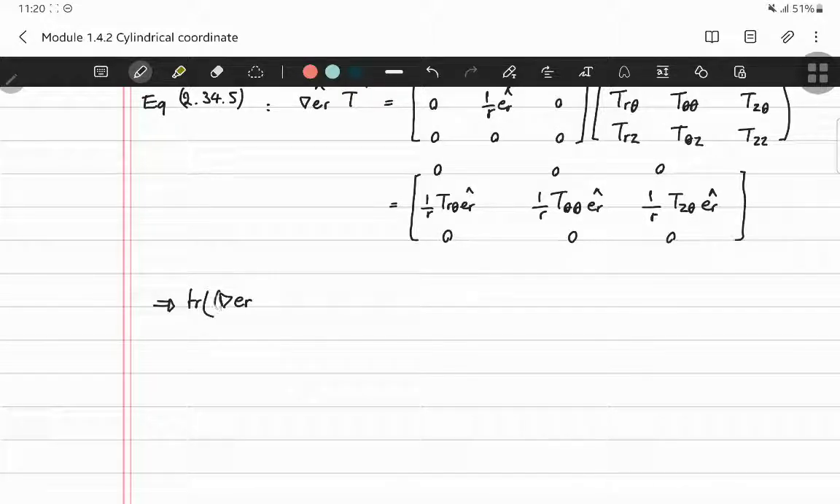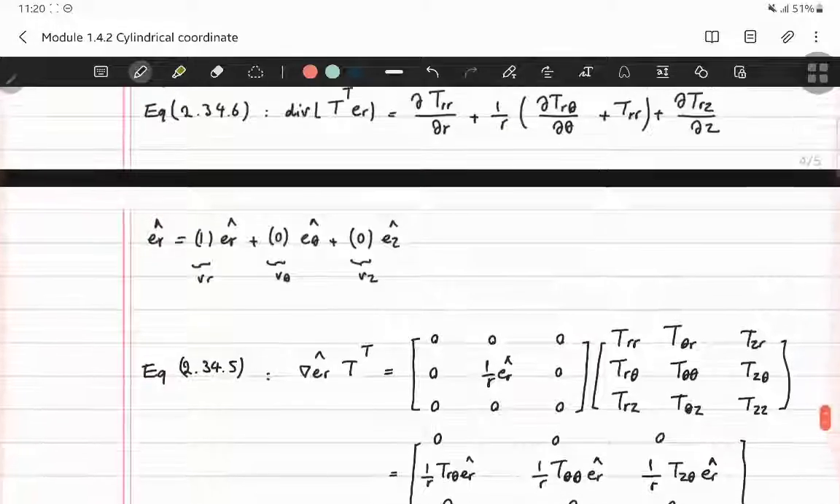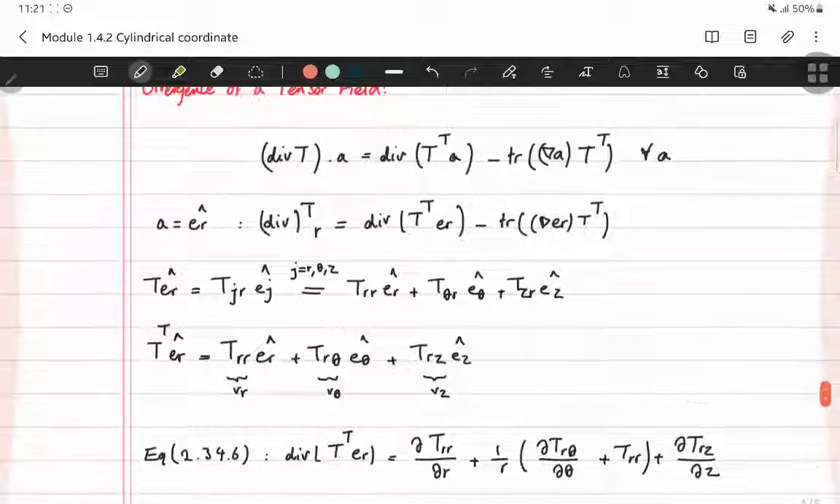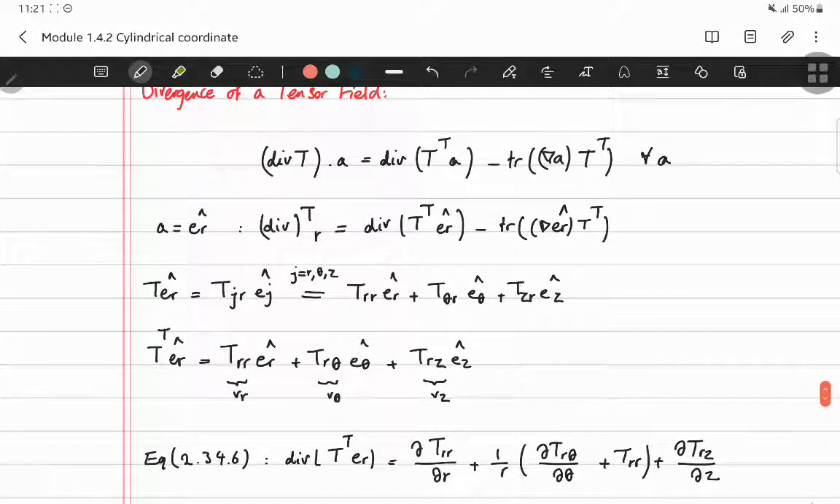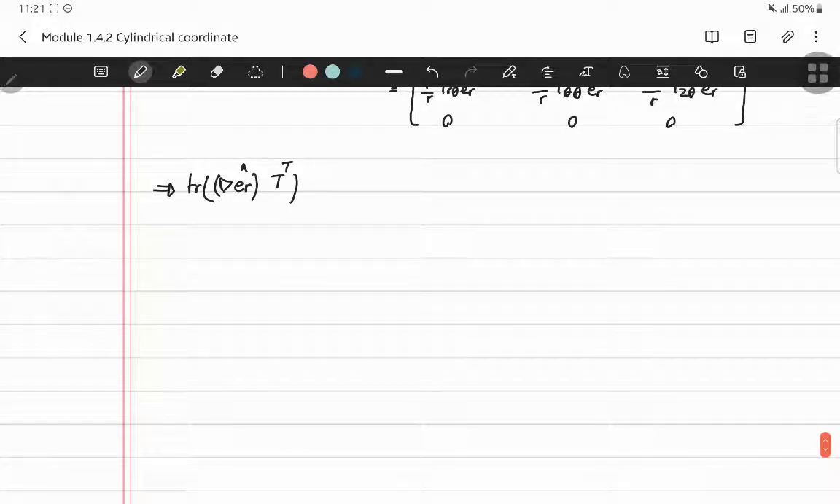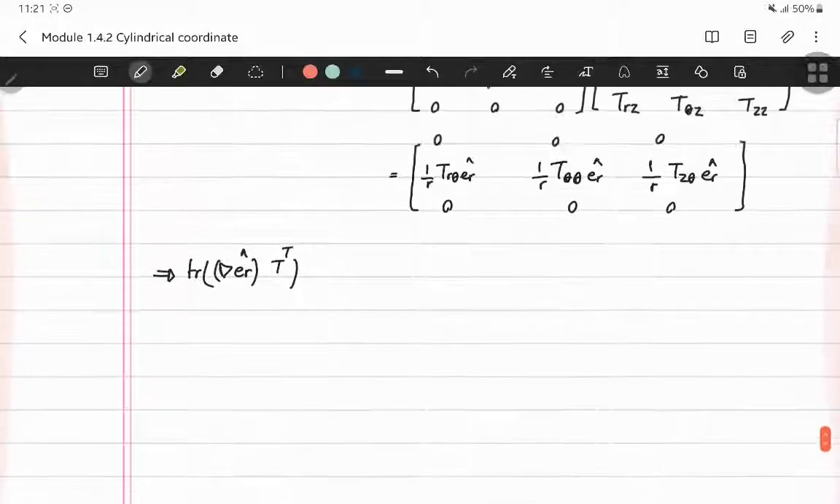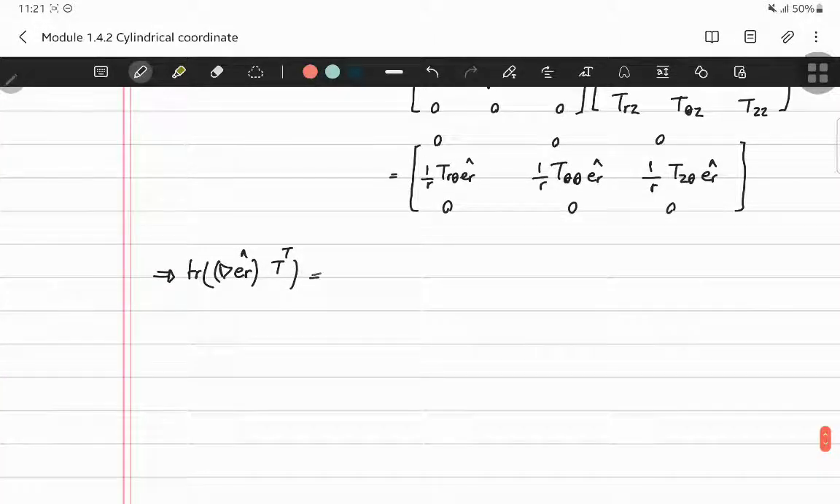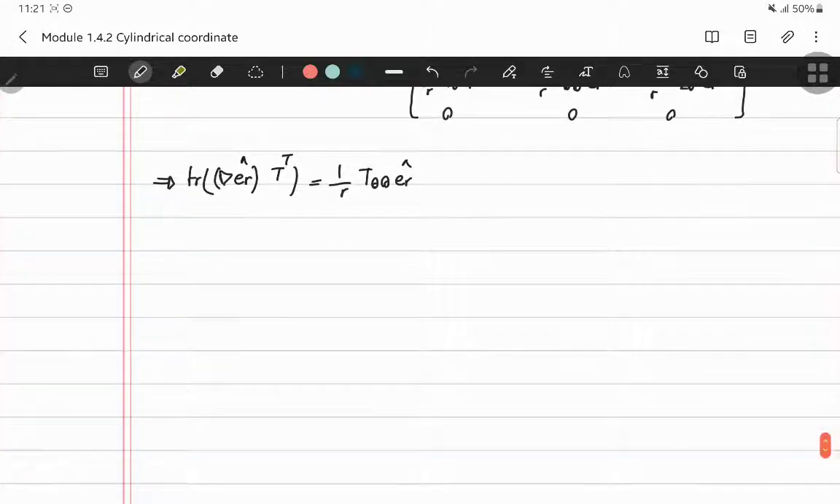del ER trace T. Oh, maybe I guess that I forgot this. That's here. Sorry, this here. It's here. So I have this here. So it is 1 divided by R T theta theta ER. Perfect.